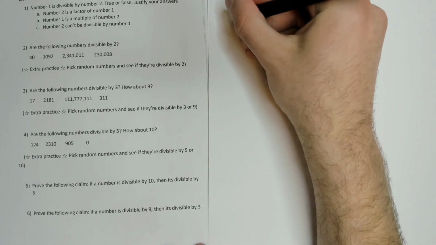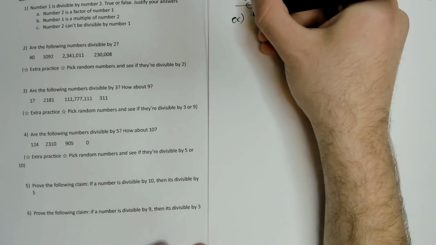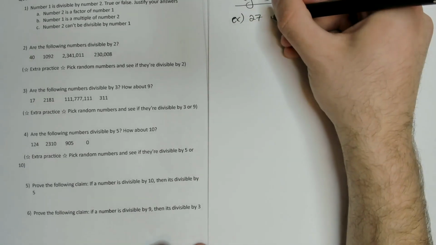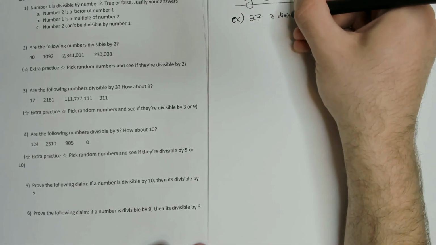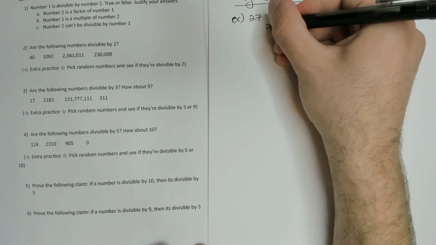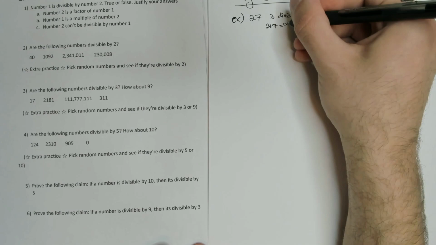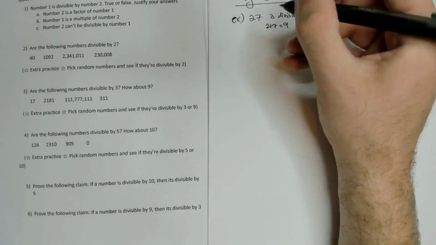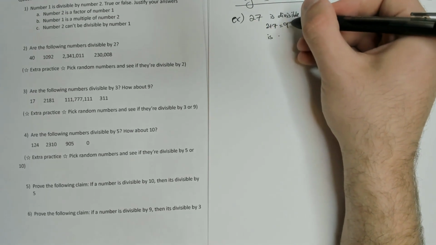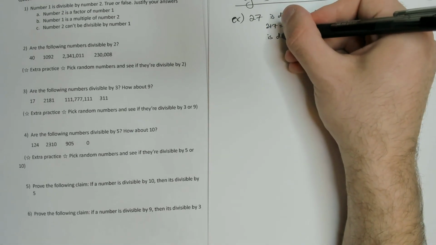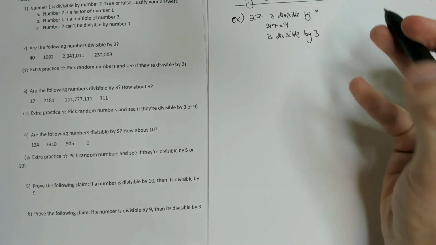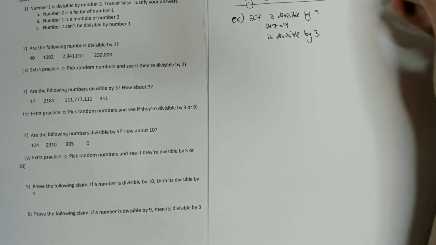So we could do some examples. Let's take a number that's divisible by 9. Let's say 27. All right, so 27 is divisible by 9, and we can check, right, because 2 plus 7 equals 9, and 9 is a multiple of 9. Great. But is it also divisible by 3? Well, 2 plus 7 was 9, which is a multiple of 3, so yeah, it's divisible by 3. So this number that's divisible by 9 was also divisible by 3.